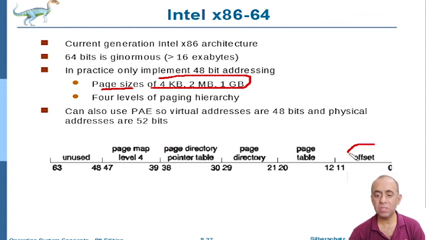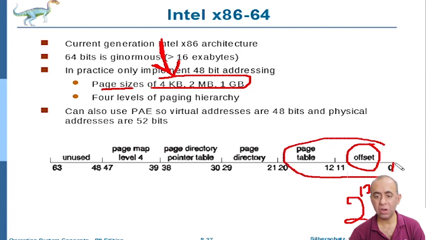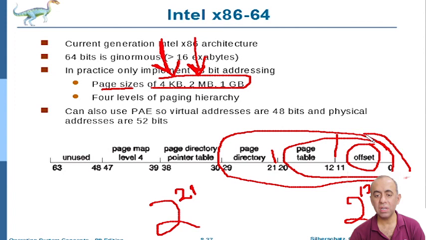If you are simply using this offset, you are using 2 raised to the power 12, which is a 4 kilobyte page size, right? But if you want to use all of this as an offset, which you can do here because you have partitioned everything, you will be using 21 bits for offset, which means a page size of 2 megabytes. And if you use all of these three partitions as offset, this will be 2 raised to the power 30, which is 1 gigabyte of page size.